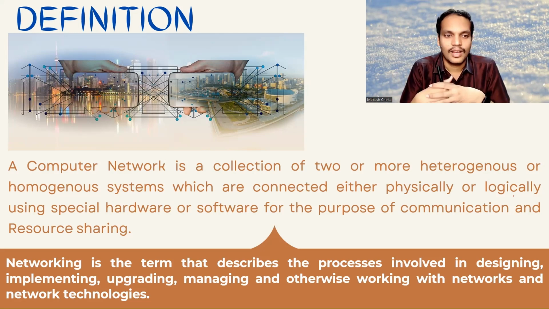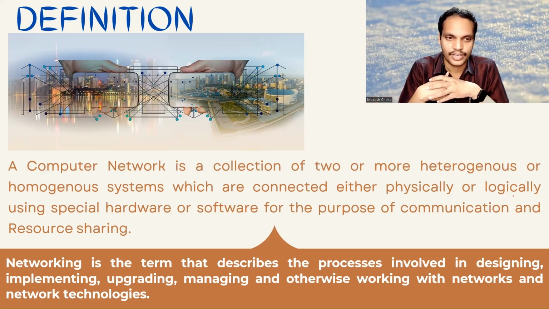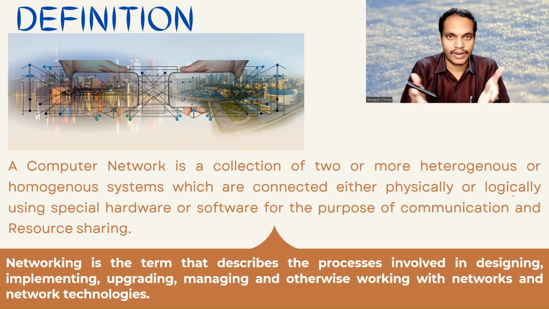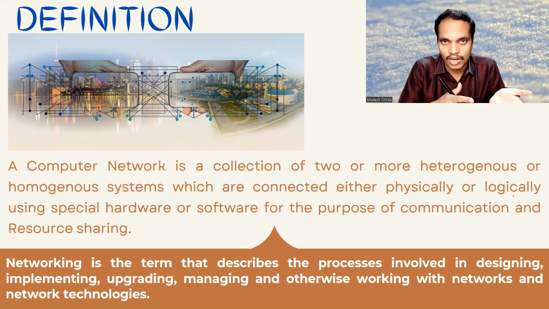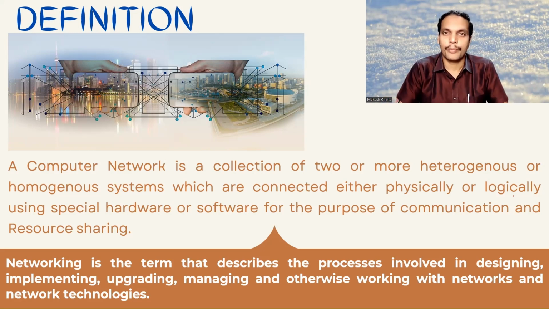So this is the definition which I thought is better. If you find a better definition, please put it in the comment section, isn't it? So a computer network is a collection of two or more heterogeneous or homogeneous systems which are connected either physically or logically, wired or wireless, using special hardware or software. For what? For the purpose of communication and resource sharing. So this is a concise definition of computer networks.